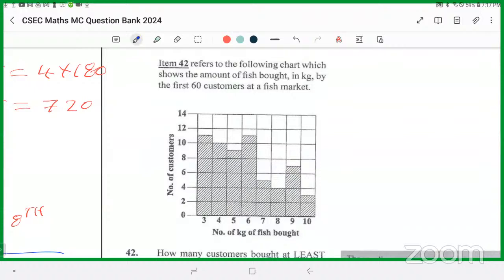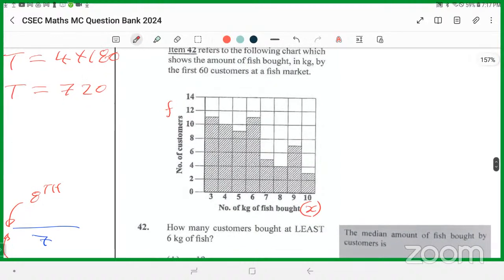fish bought in kilograms by the first 60 customers of the fish market. So there are 60 customers, all right. So this is the frequency up here now, and these are your scores down here. So make a note again. Up here you have your frequency, which are your number of customers. Down here are your scores, your X values, all right? So what you're basically saying is that 3 kilograms of fish was bought by 11 persons up here. So 4 kilograms of fish was bought by 10 persons right here, and so on.